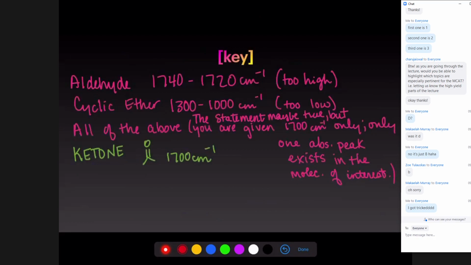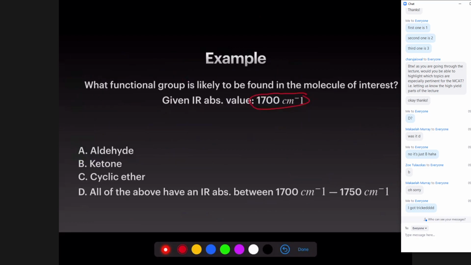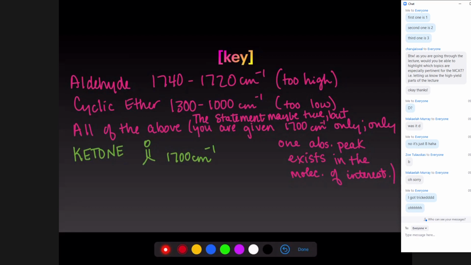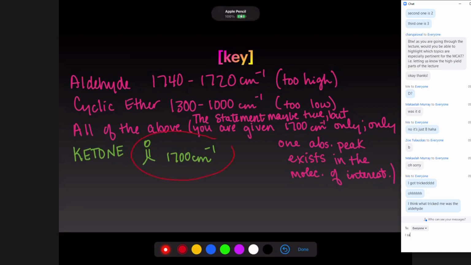Yeah, it was a trick question for sure, especially that last one, because I gave you 2 absorbances, and then I gave you 1700 as the given. Cyclic ether lies between 1300 and 1000, and that's way too low for 1700, which was given to us. All of the above: the statement may be true, but you are given 1700 only. So we're only looking for one absorbance peak that exists in the molecule of interest, and that would be that ketone that we saw. Yeah, the aldehyde is tricky.